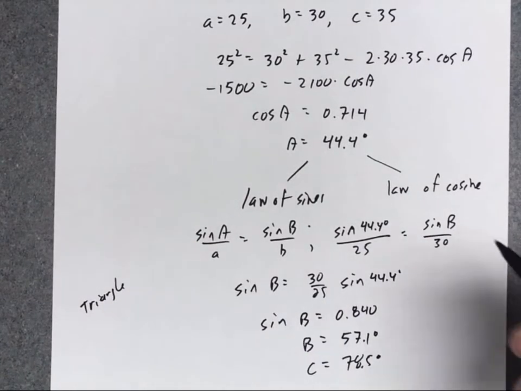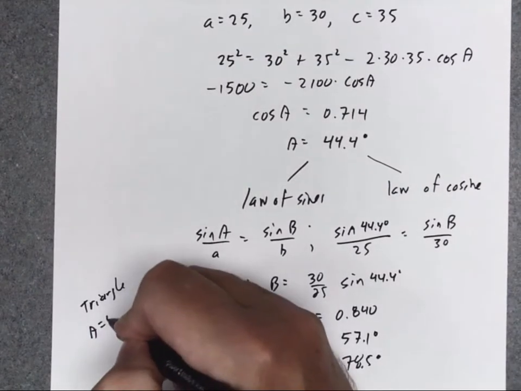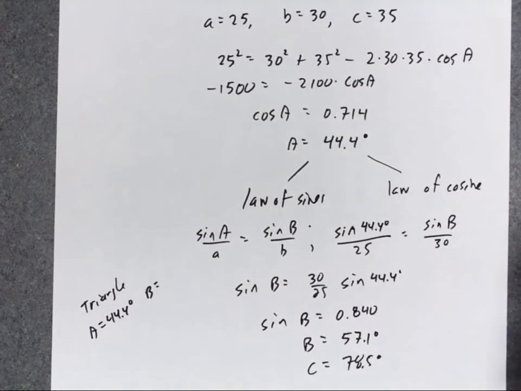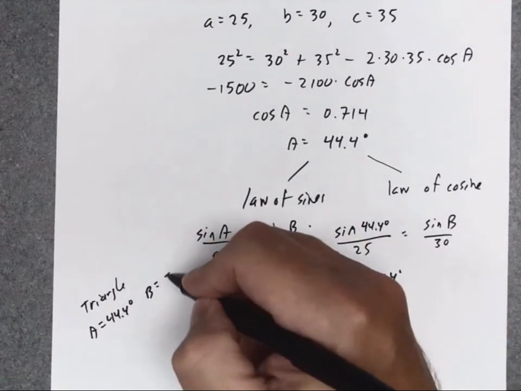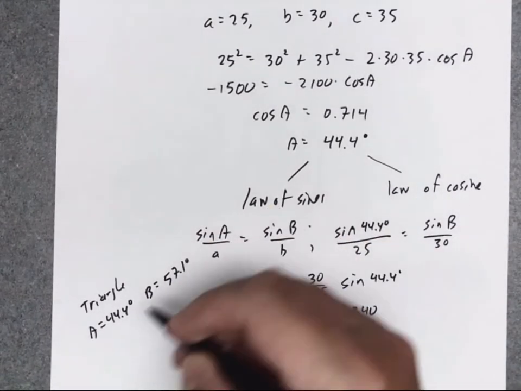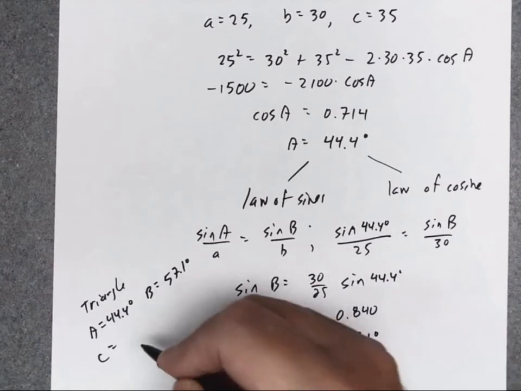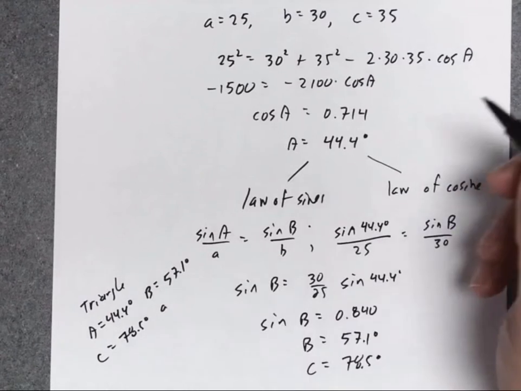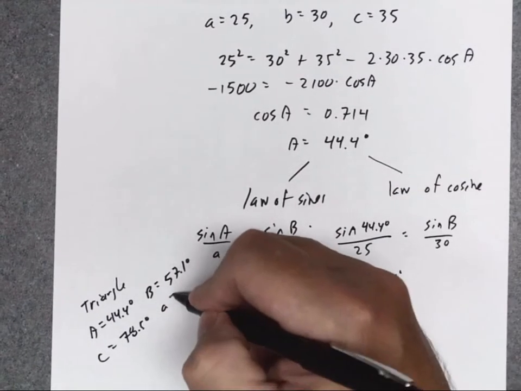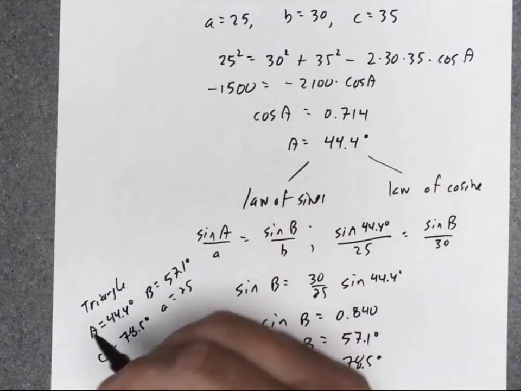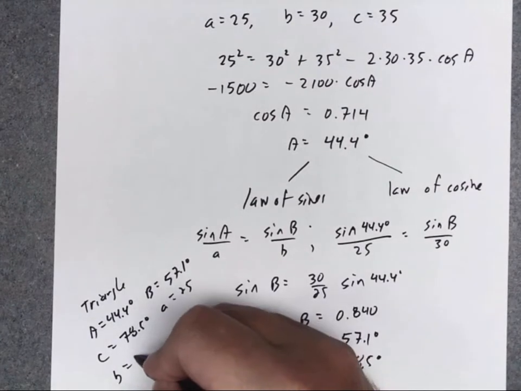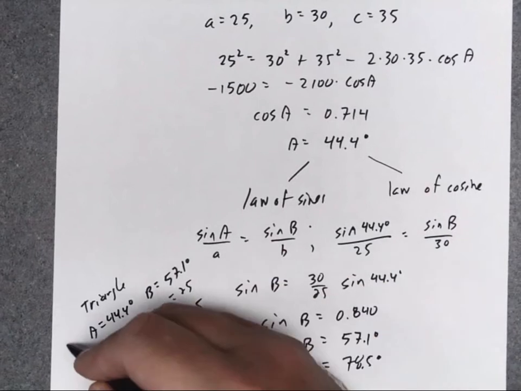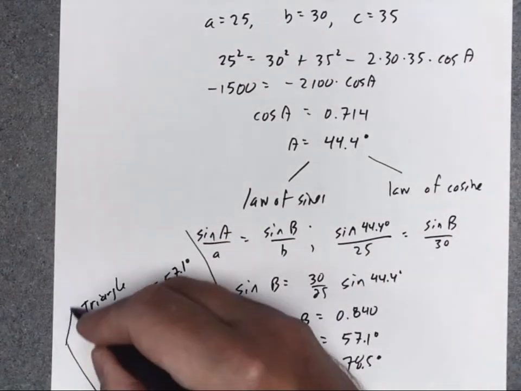So in summary, this triangle, angle A is 44.4 degrees. Angle B ends up being 57.1 degrees. Angle C is 78.5 degrees. And of course, they gave us the three sides, but I'll go ahead and just write them down. Side A was 25. Side B was 30. And side C was 35.